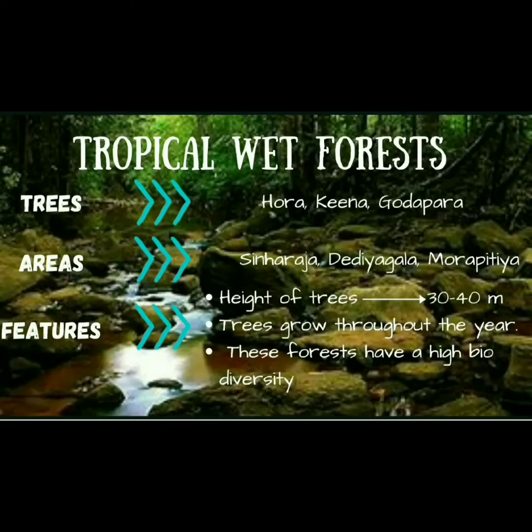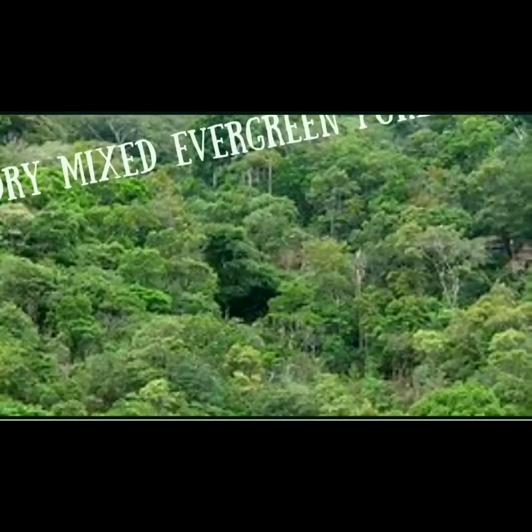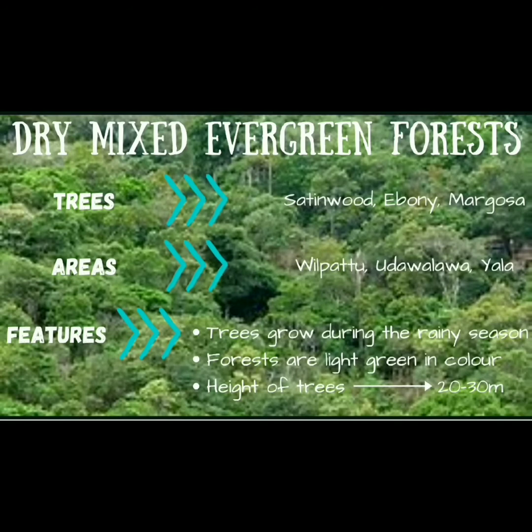The features of tropical wet forests are the height of the trees is between 30 to 40 meters. Plant growth is dense and it has a high biodiversity. The features of dry mixed evergreen forests are the height of the trees is between 20 to 30 meters and the trees do not grow densely and the forests are light green in color.